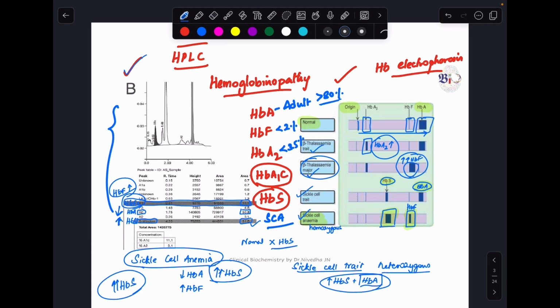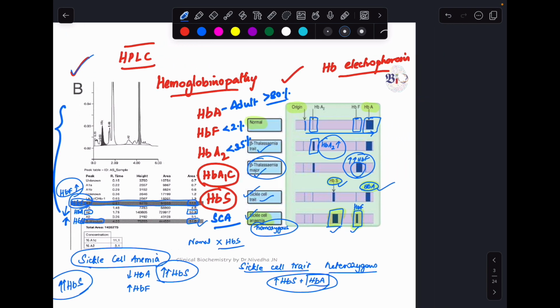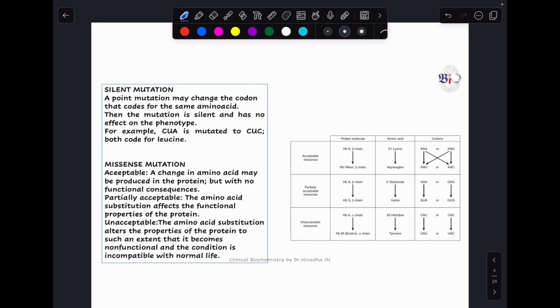In hemoglobin electrophoresis, you will find normal hemoglobin and sickle hemoglobin both present in the case of trait, and more of HbF and more of HbS found in sickle cell anemia. So this is what you have to understand. All right. So what are the types of mutation?